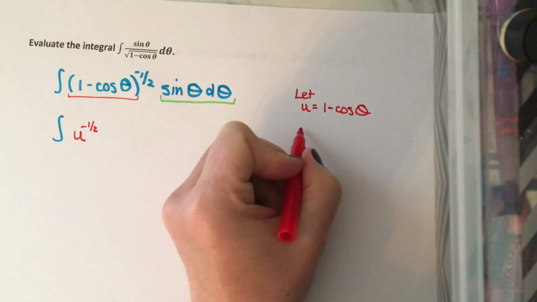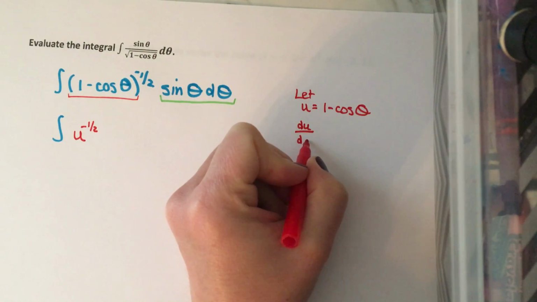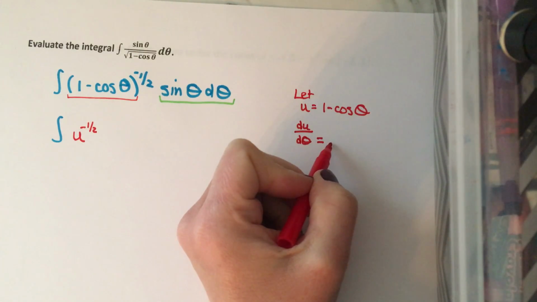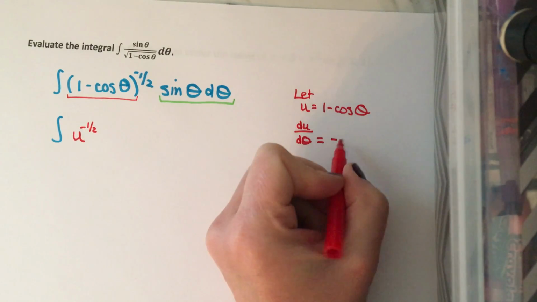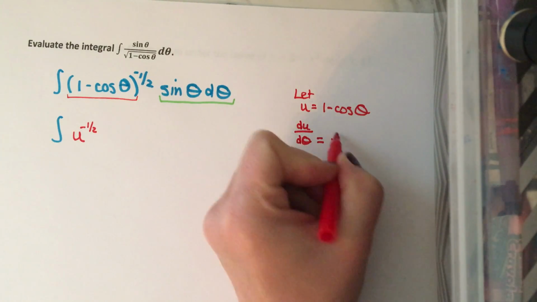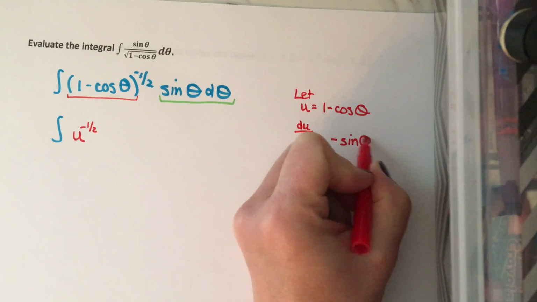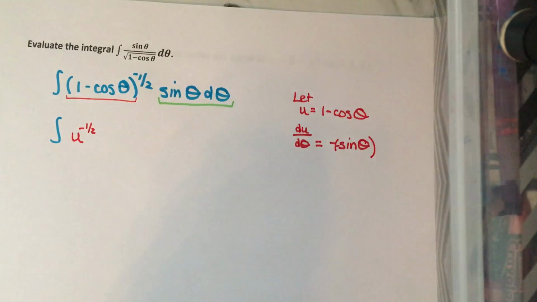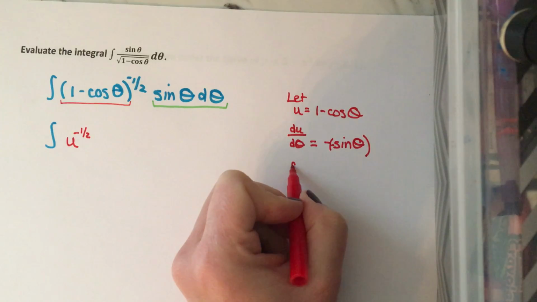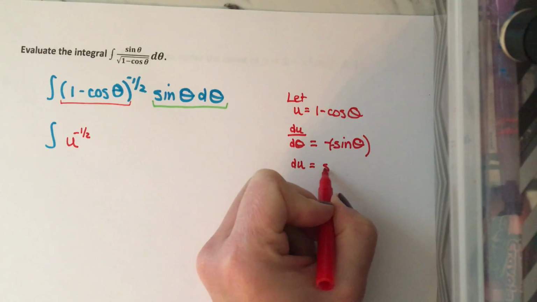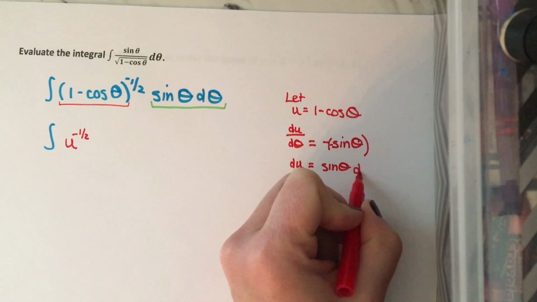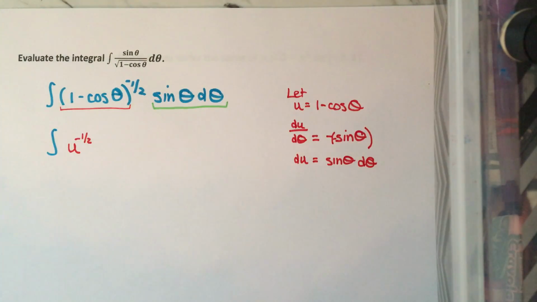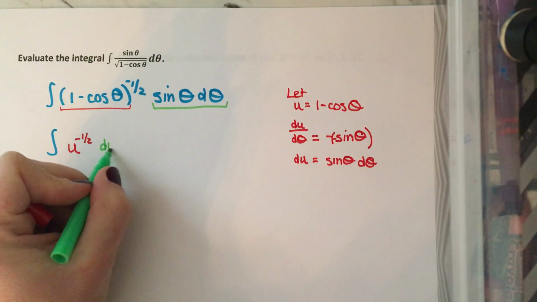So I'm going to do that by taking the derivative over here. The derivative of u in terms of theta, well, the derivative of 1 is nothing, minus the derivative of cosine, remember, is negative sine. All right, and then that would give me a positive when I do that. So du is really equal to the sine of theta. Bring over your differential. And so this whole thing just becomes du.